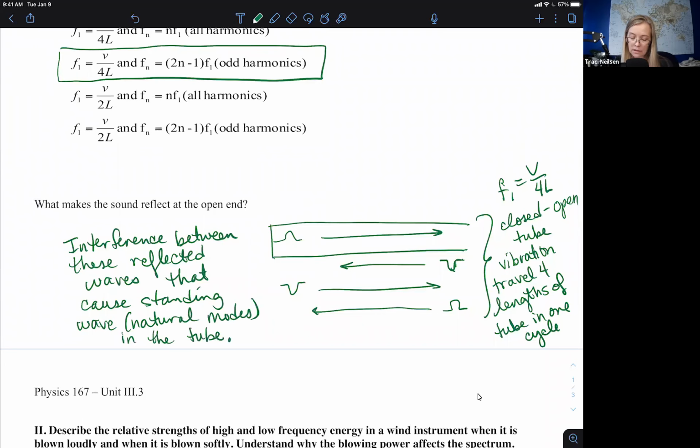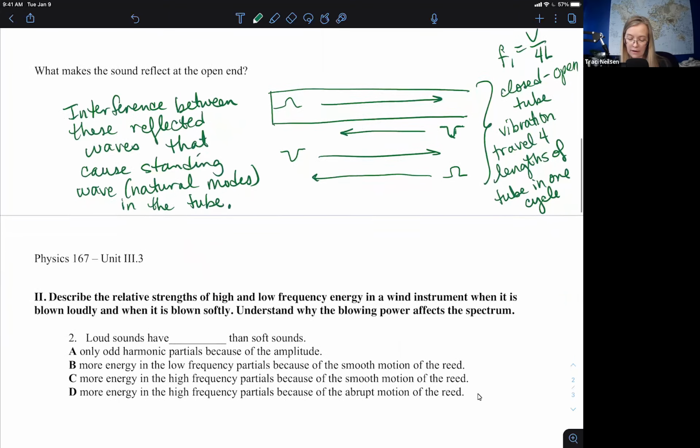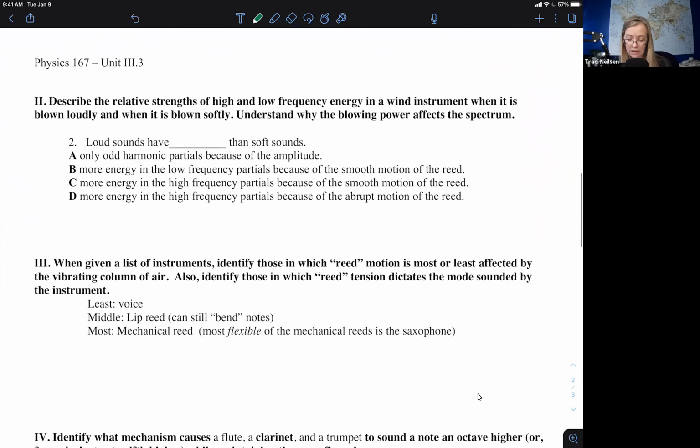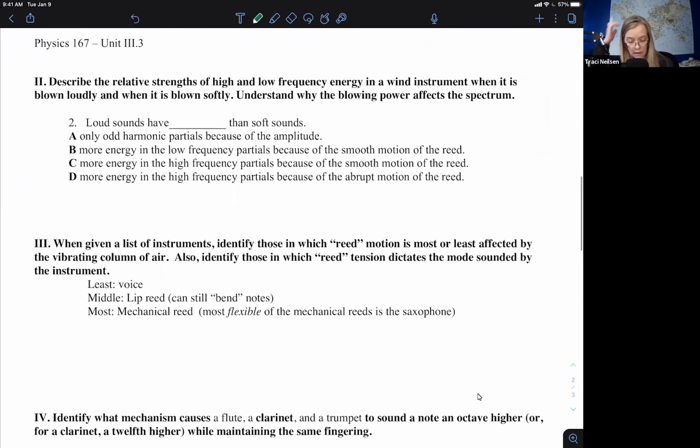And so that is what is supported by the tube. The tube will amplify those. And in the case of clarinets in particular, it determines the pitch that will be played, which we'll talk about here in Roman numeral number 3 in just a second.